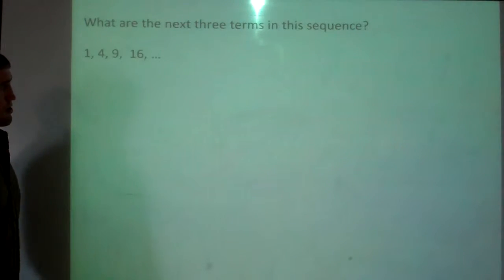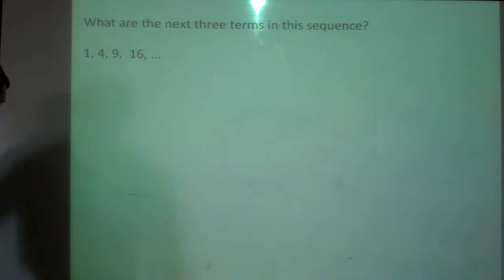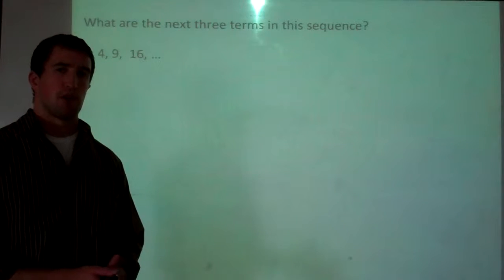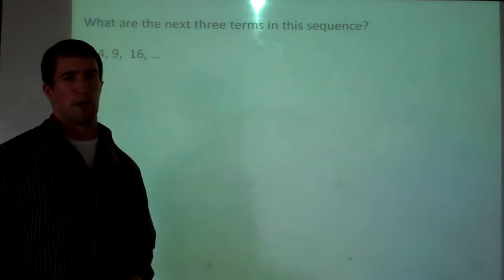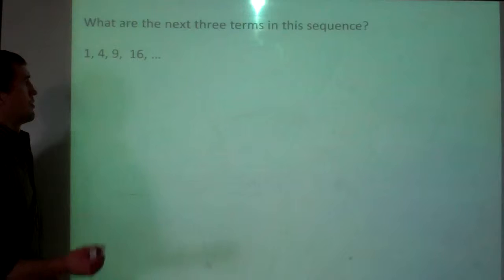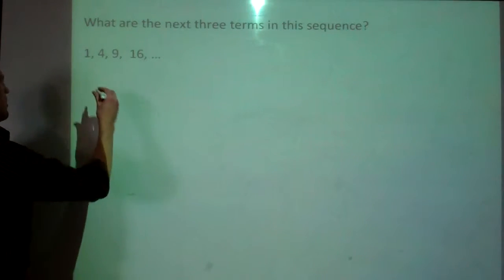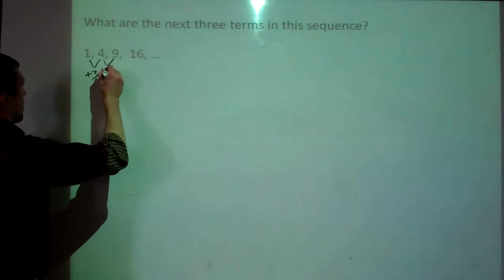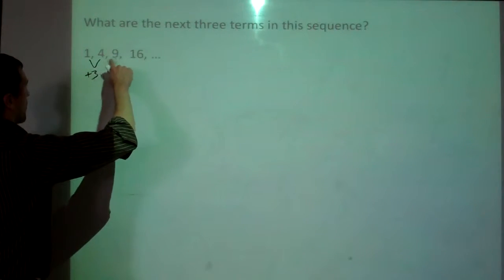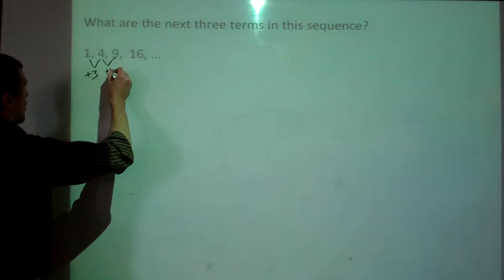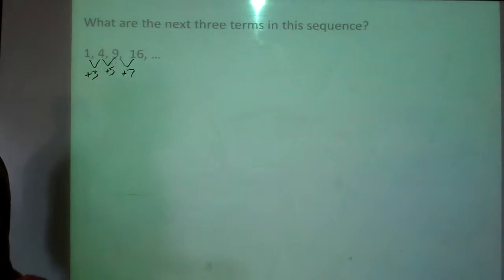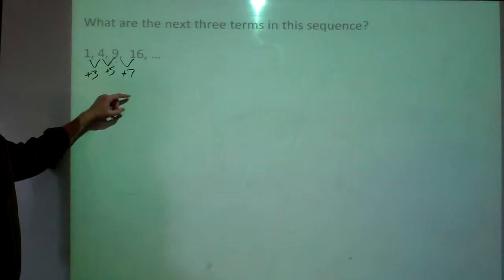What are the next 3 terms in this sequence? First of all, the thing to notice here, this is neither geometric nor arithmetic, but it does follow its own little rule. There are 2 different ways to do this. Basically, between each term, we're adding odd numbers.